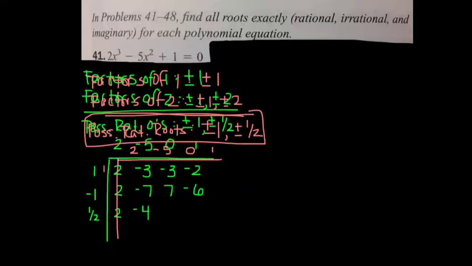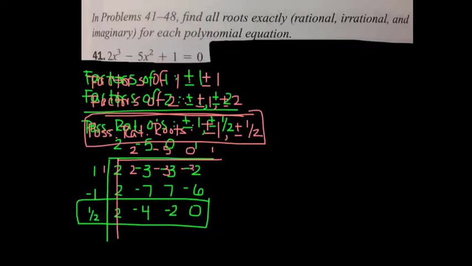I'll start by testing positive 1. I would bring down the 2. 1 times 2 is 2, plus -5 is -3. 1 times -3 is -3, plus 0 is -3. 1 times -3 is -3, plus 1 is -2.